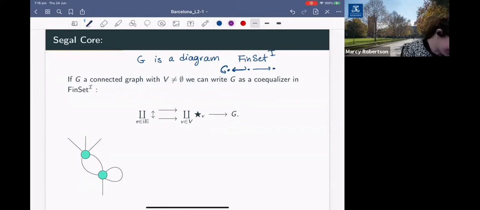I can actually view G as a co-equalizer in this category. So let me explain. If I take any connected graph with non-empty vertices, we can write out G in this way. And how do I do this? First, I'm going to choose an orientation on the internal edges.